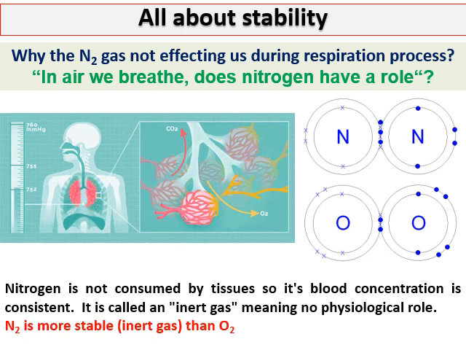We already discussed that when you share your energy, when you make a bond with others, you get stability and you lose energy. The extent of stability depends on the extent of sharing. So nitrogen making 3 bonds with another nitrogen is the most stable, more than oxygen.